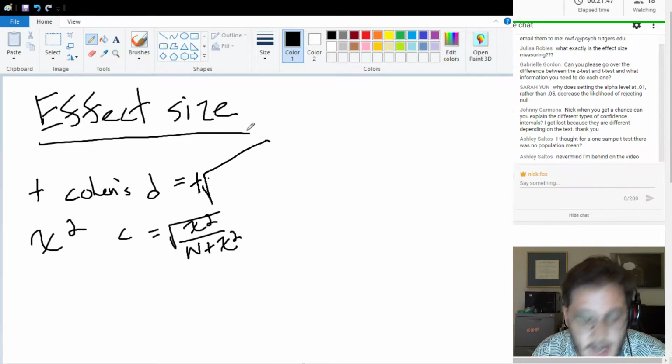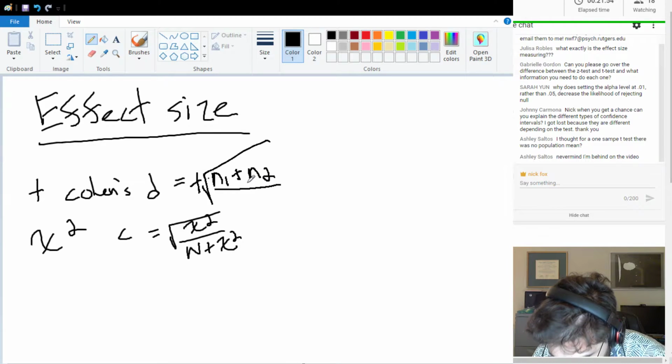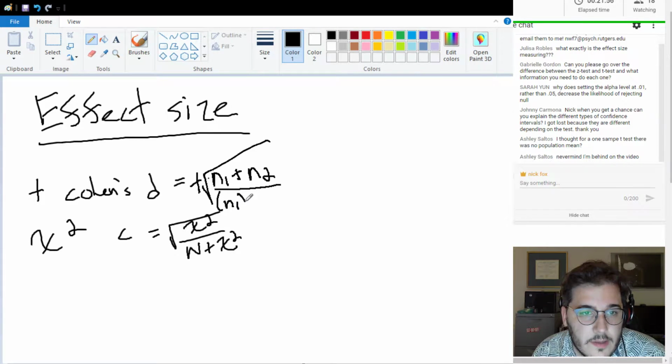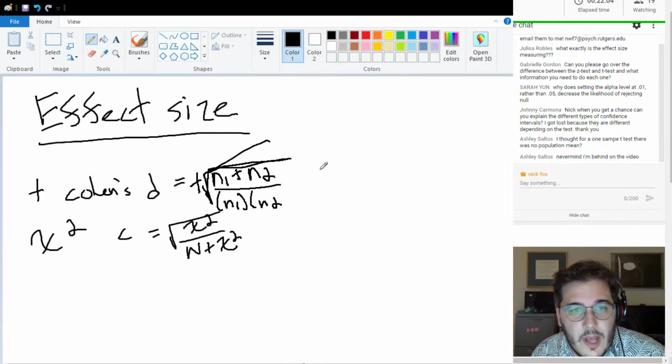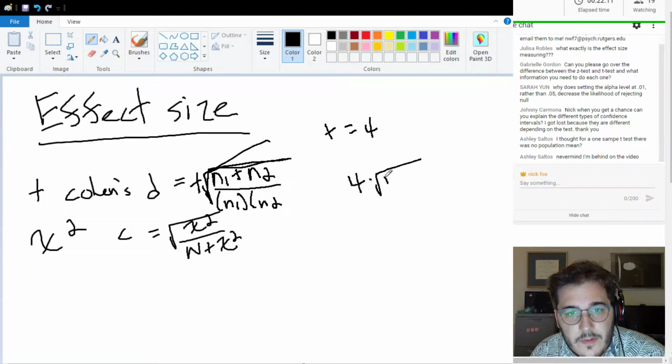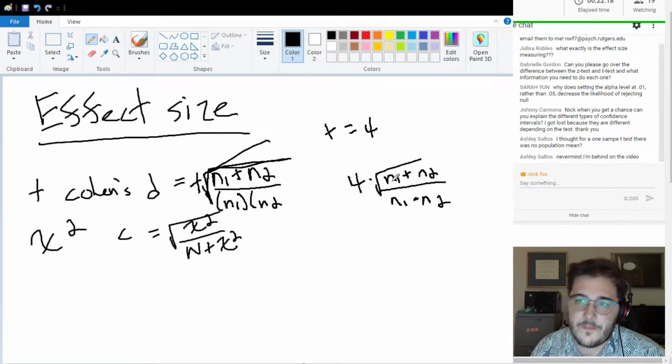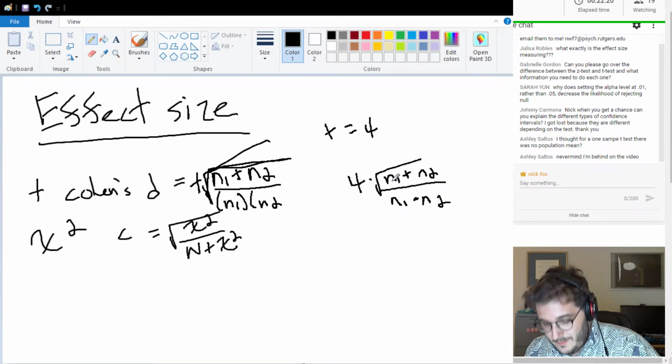So it's t times the square root of n1 plus n2 divided by n1 times n2. So this whole thing is the square root. For example, if t equals 4, then it's 4 times the square root of your sample sizes' sum over your sample sizes' product. Okay, so that's how you calculate effect size.